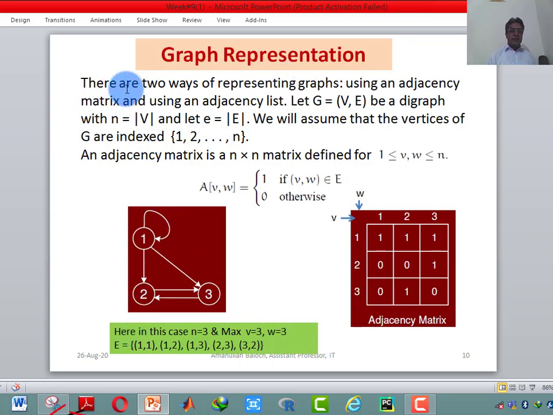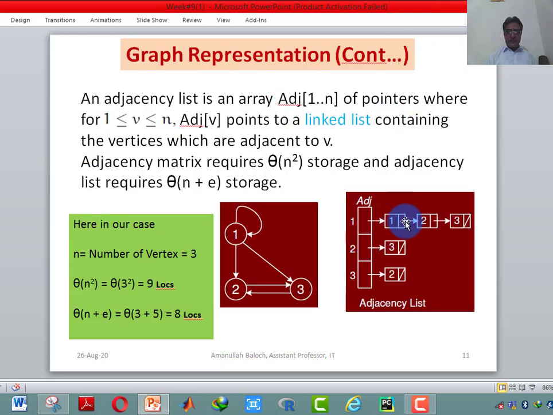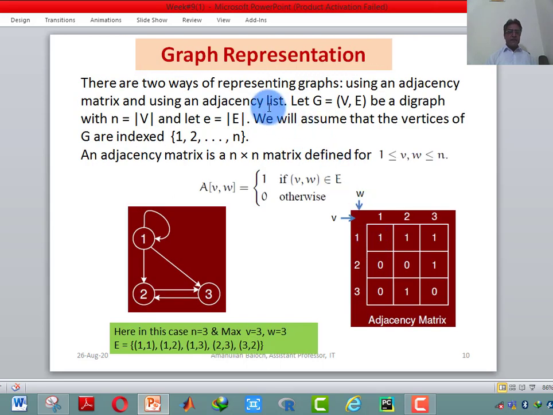Graph representation. There are two ways of representing a graph: using an adjacency matrix and using an adjacency list. We will see the adjacency list in the next slide. In this slide we will discuss the adjacency matrix.